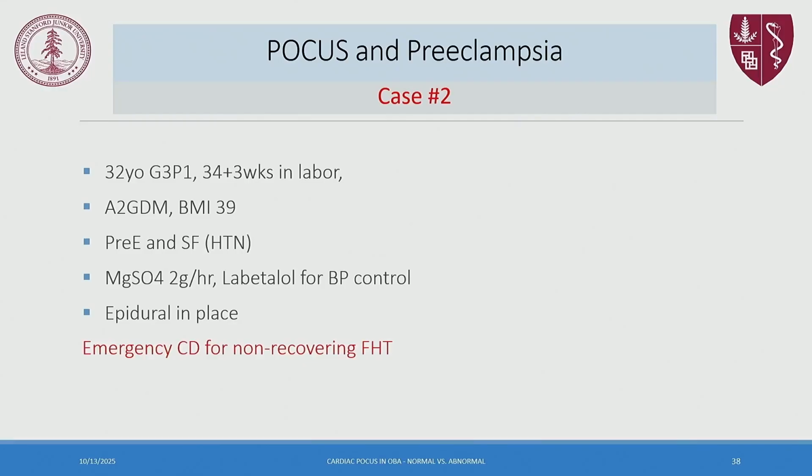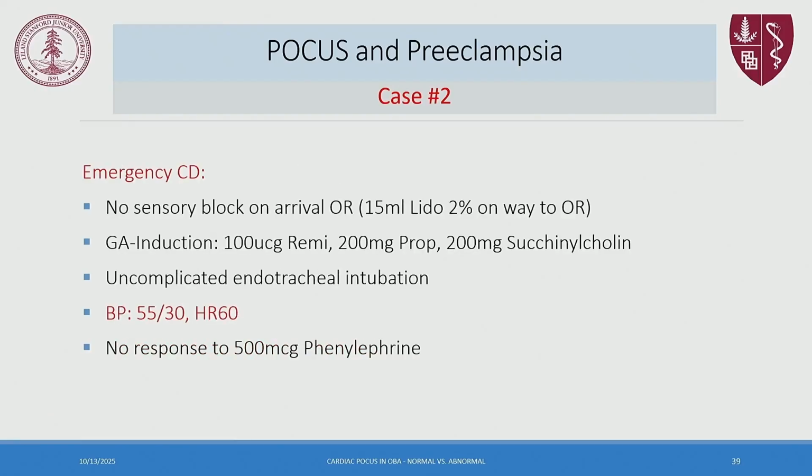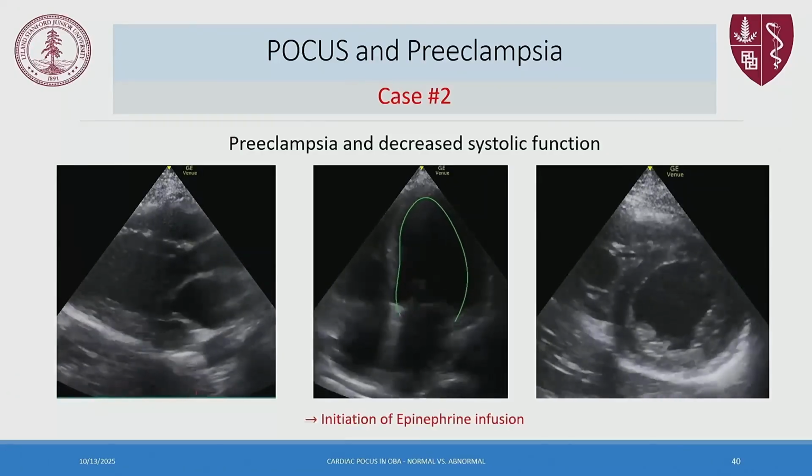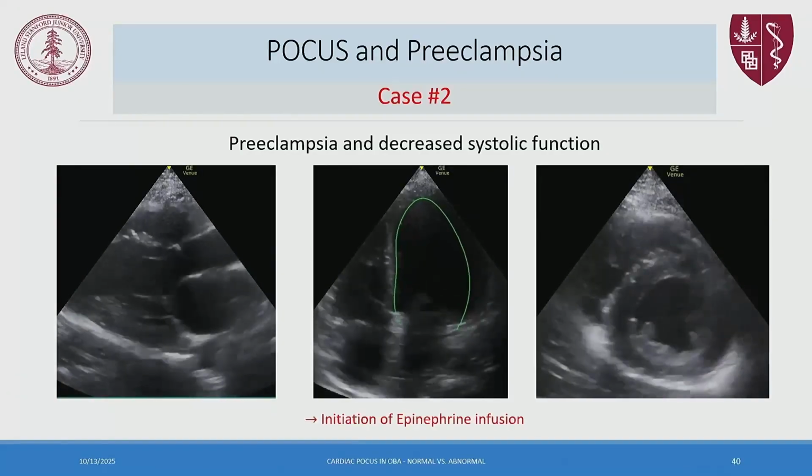And she has to undergo an emergency C-section for non-recurrent fetal heart racing. We tried to use the epidural. It's not working. We started GA. But her blood pressures are not coming up despite high doses of phenylephrine. And then we put the probe on, and we see here moderately to mildly reduced systolic function.